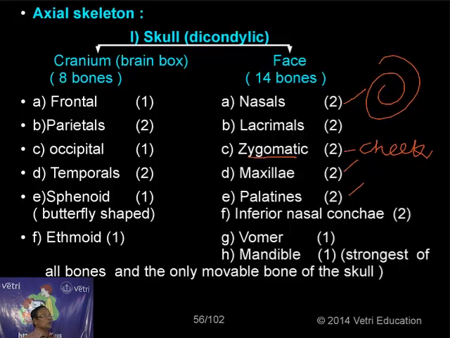I already mentioned that the only movable bone in the skull is the mandible, the strongest of all the bones, and the skull has 22 bones in total. So these are all the bones. We only have to know the names of the bones, not necessarily the descriptive aspects. But you have to know some nicknames for certain bones, like the movable bone of the skull and the butterfly shaped bone, because some eccentric questions are asked.